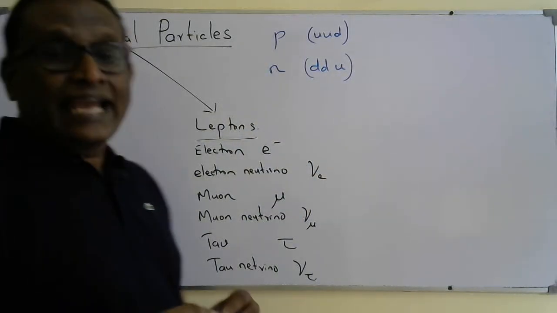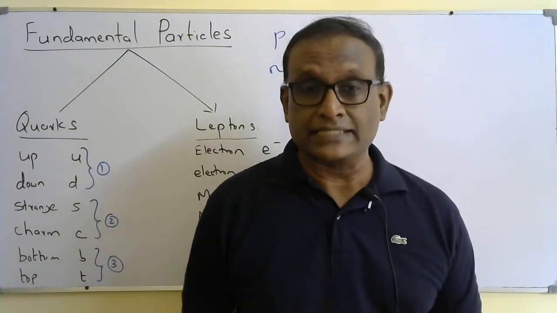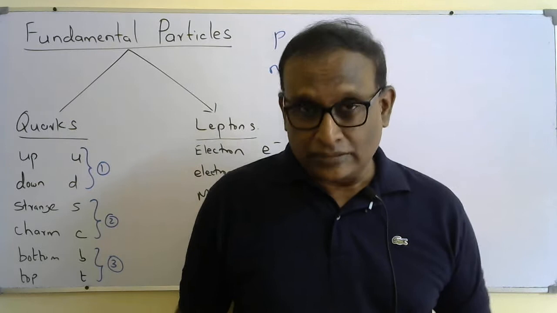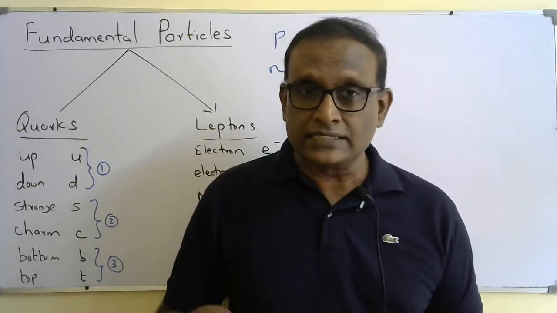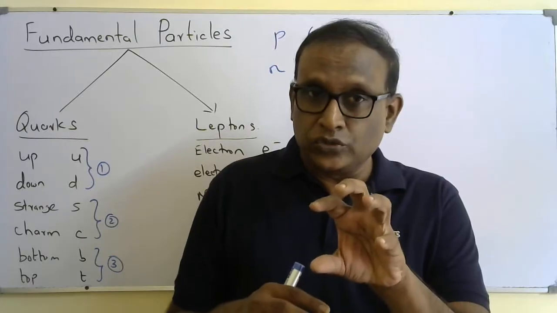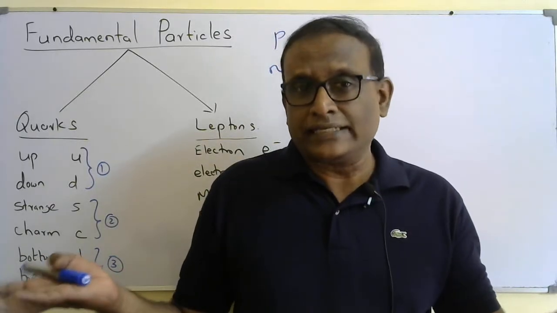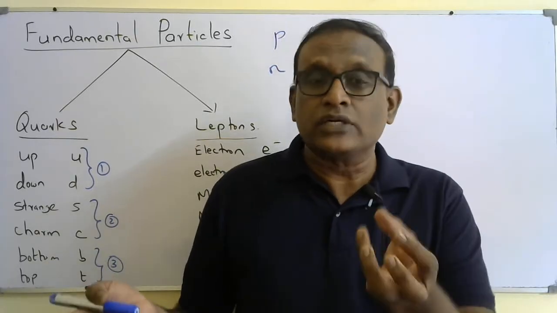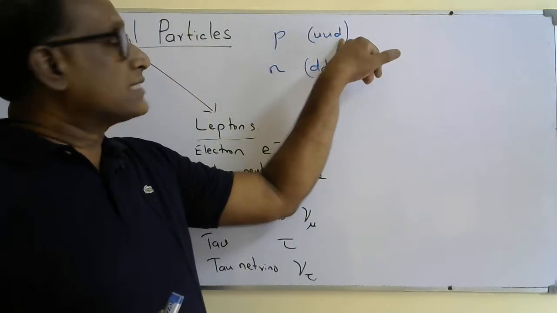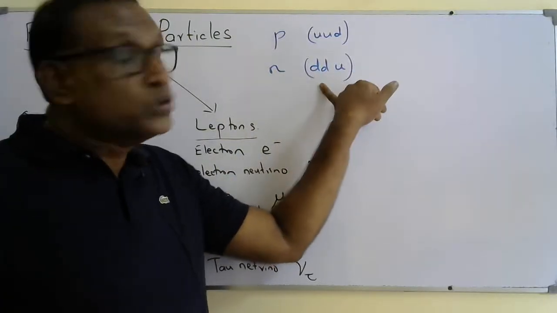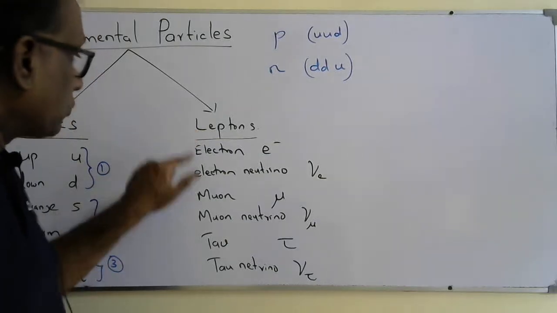So any matter on Earth or in space is made of atoms. Atoms consist of electrons orbiting the nucleus, so electrons are outside the nucleus. The nucleus consists of protons and neutrons. That's all. Protons consist of two up quarks and a down quark. Neutron consists of two down quarks and an up quark. Electron is a lepton. I already wrote that.